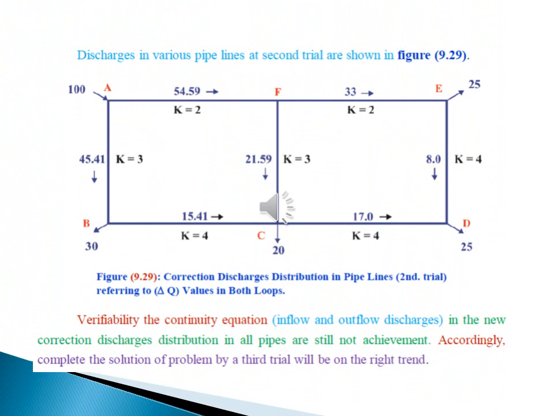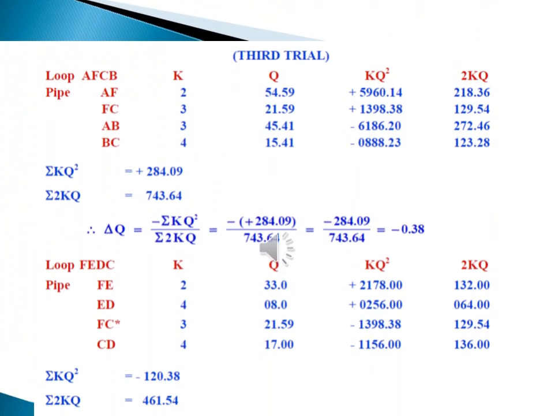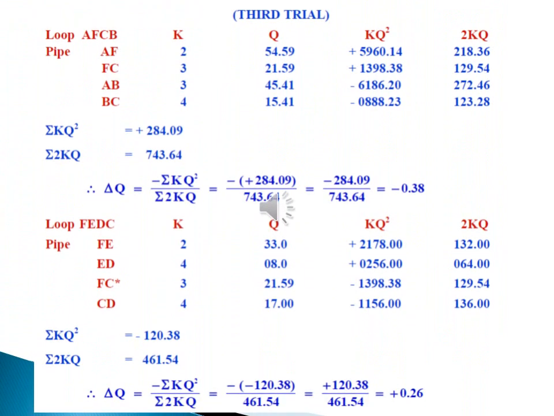Figure showing the corrected discharge distribution in the pipelines at the second trial, referring to the delta Q values in both loops in the example. Third trial: mathematical calculation of both KQ squared and 2KQ for both loops AFCP and FEDC. Hence, the calculation of the correction vector delta Q for both loops can be concluded as shown in front of you.